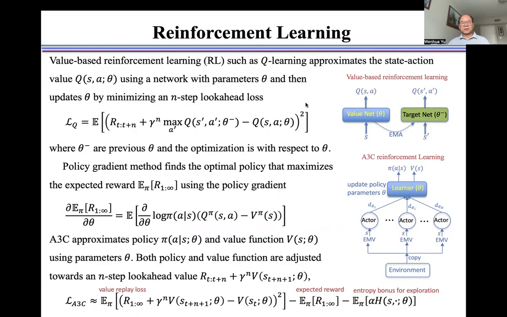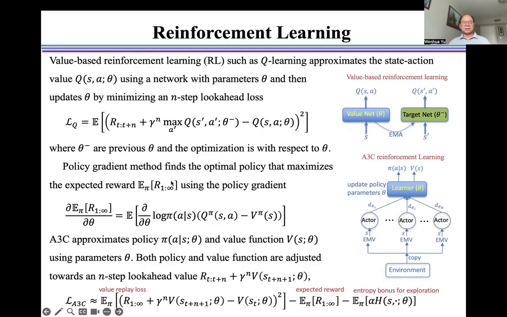Value-based reinforcement learning, such as Q-learning, approximates the state action value Q using a convolutional neural network with parameters theta, and then updates theta by minimizing n-step look-ahead loss, as shown here and explained in this figure. This value network and this target network, where theta bar are previous theta and the optimization is with respect to theta.